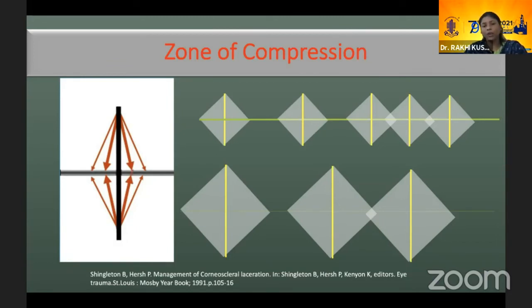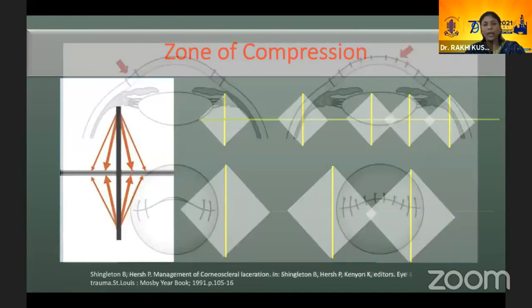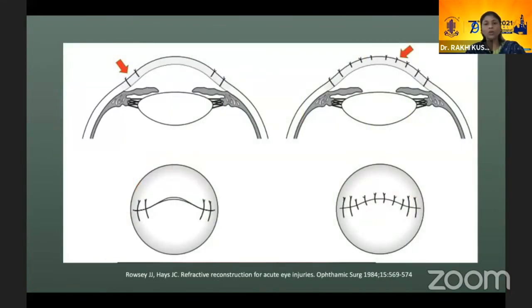If you want to avoid a leak in the post-operative or intraoperative period, you need to have overlapped zones of compression. Rather than just being in touch, they should be overlapped. So this is done to avoid any wound leak. And this is also applied in cases where the perforation is very large, from limbus to limbus.